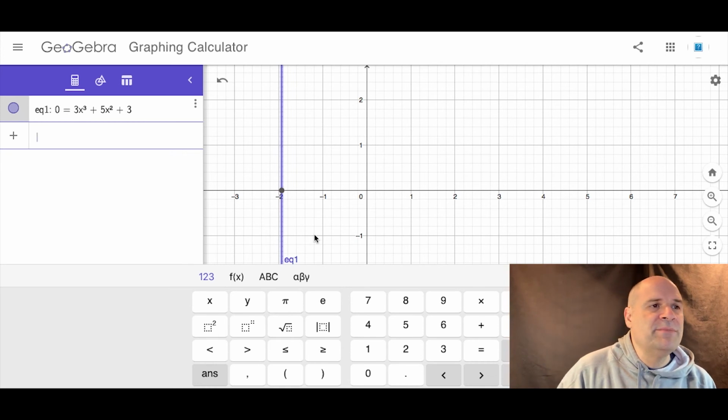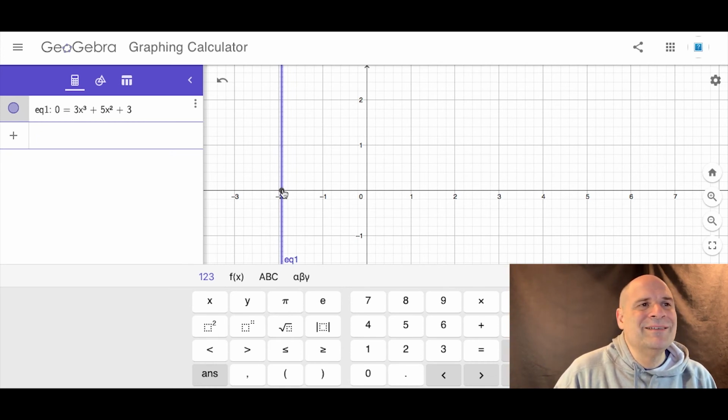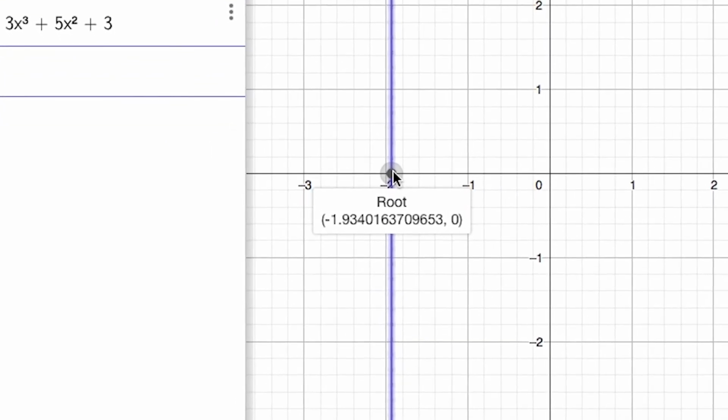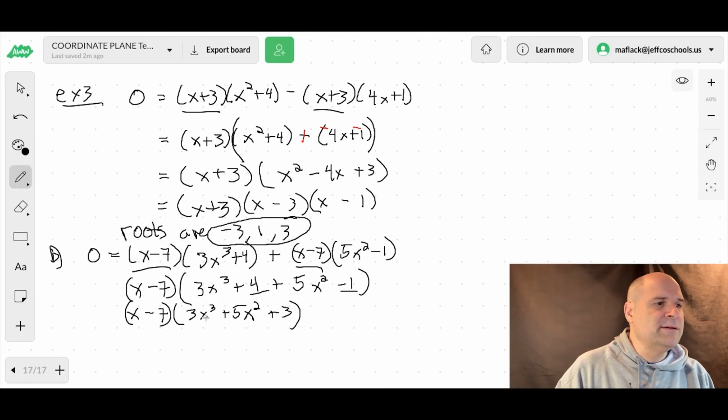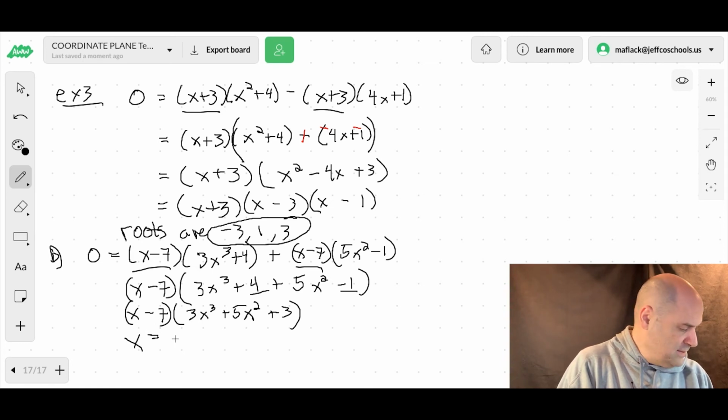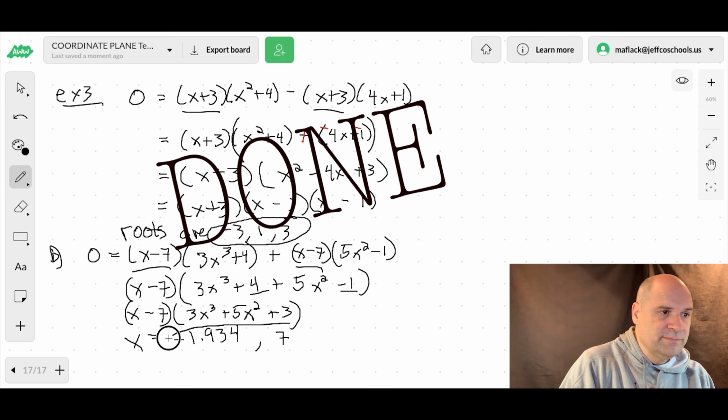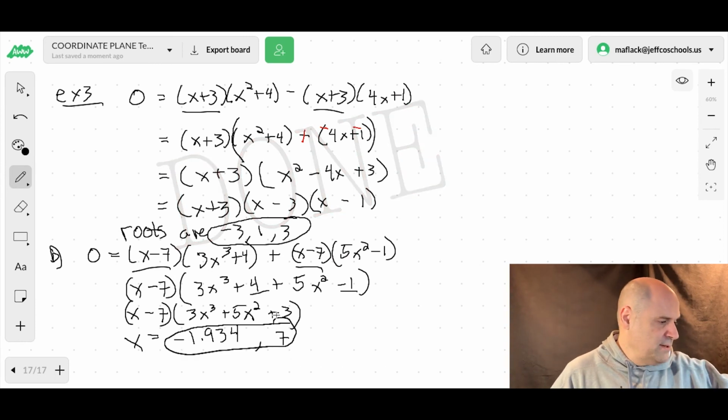So when I do that, what happens is it graphs it right there, and I can see what my root is. So this is a very long decimal there. We'll just round it to the nearest thousandth. So let's come back. So now our roots are x equals negative 1.934-ish and positive 7. Okay, so that's example 3.